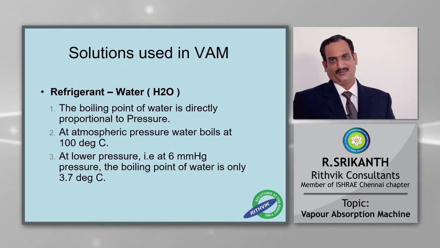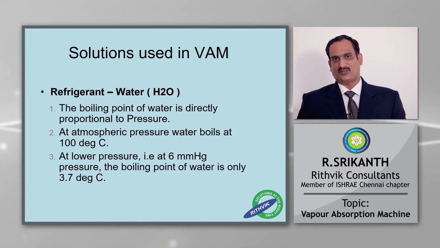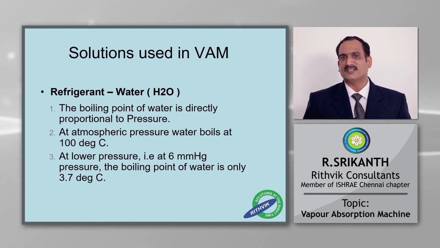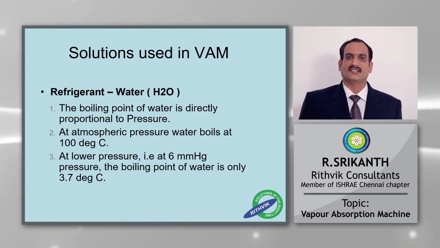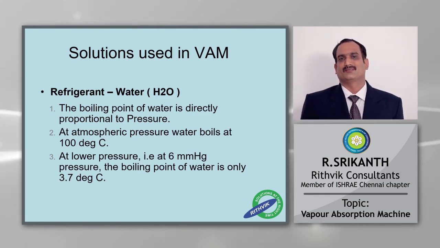And the refrigerant, to a great extent, will surprise you. In vapor absorption machine, the refrigerant is nothing other than DM water. As said earlier, DM water is used as the refrigerant in vapor absorption machine.